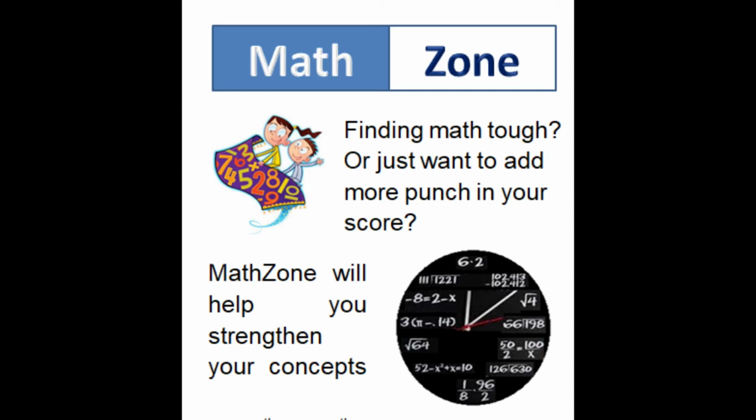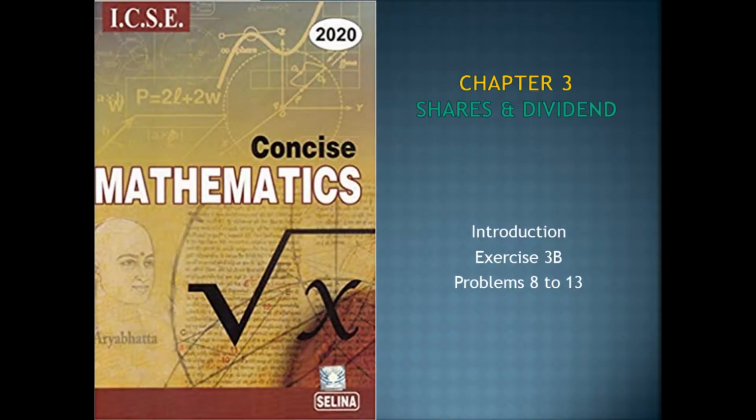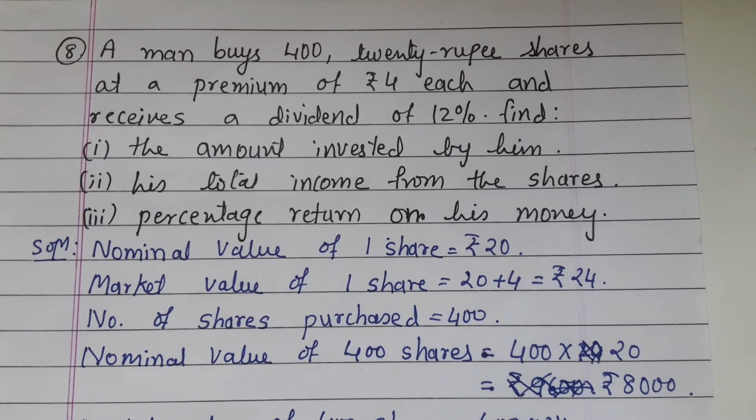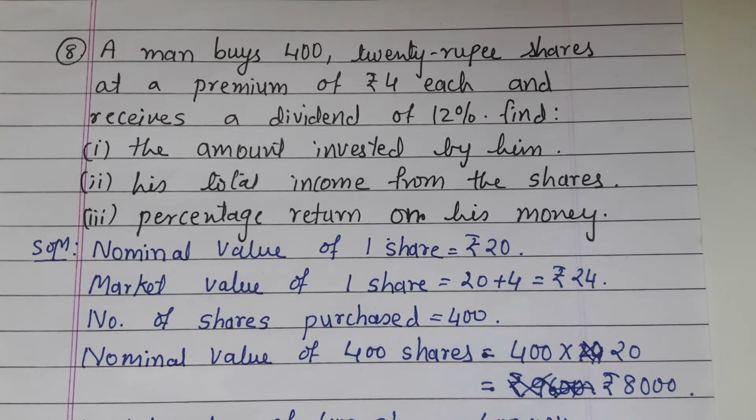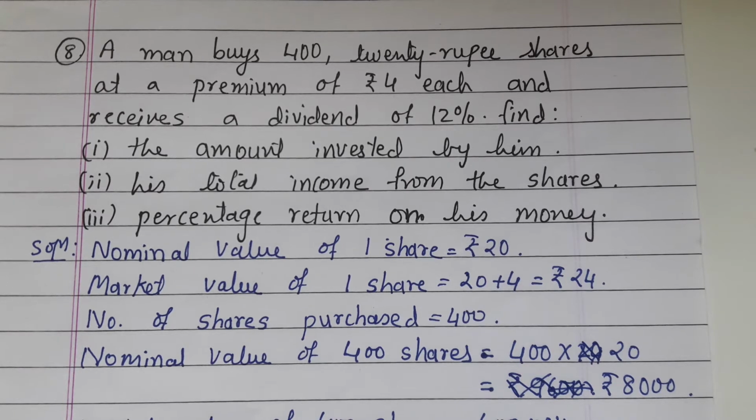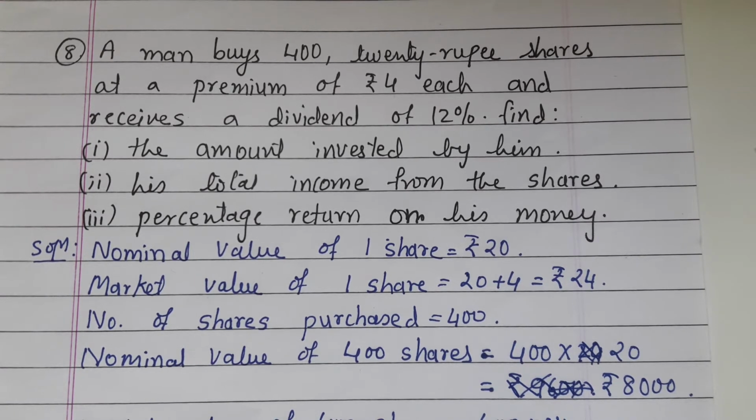Selena, Class 10, Chapter 3, Shares and Dividend. Sum number 8. A man buys 400 rupees 20 shares at a premium of rupees 4 each and receives a dividend of 12%. Find first the amount invested by him, second his total income from the share, third percentage return on his money.